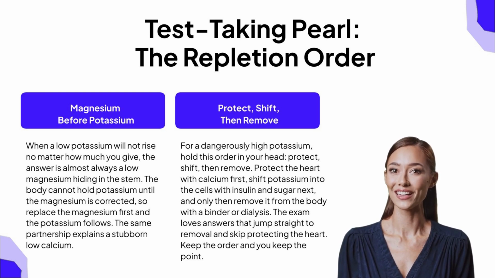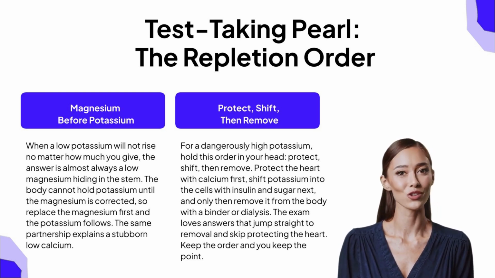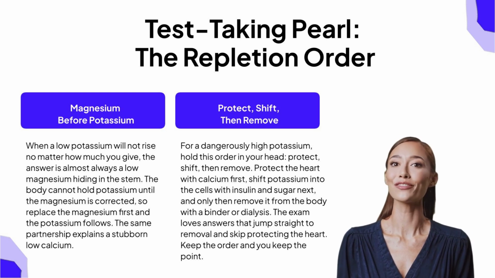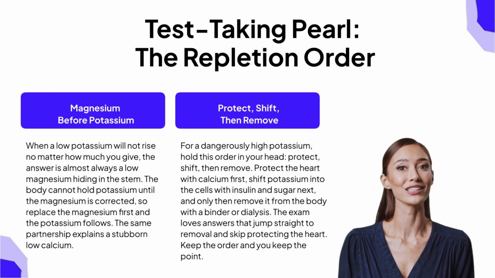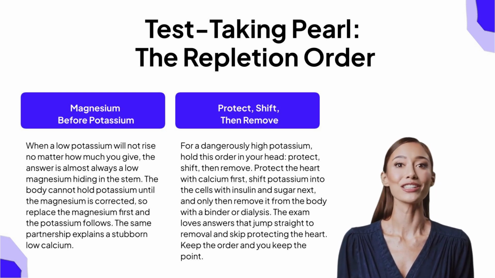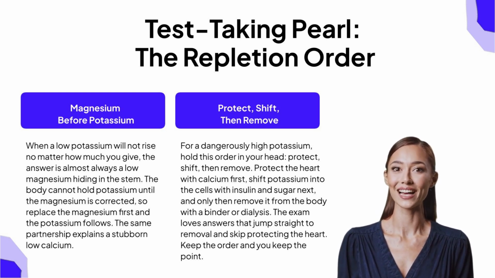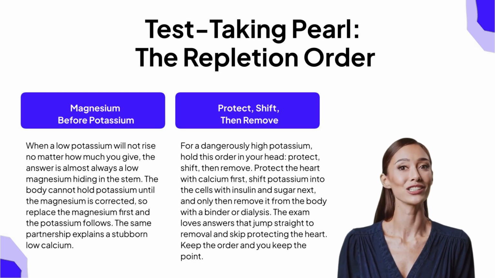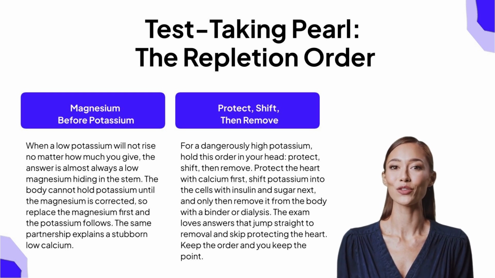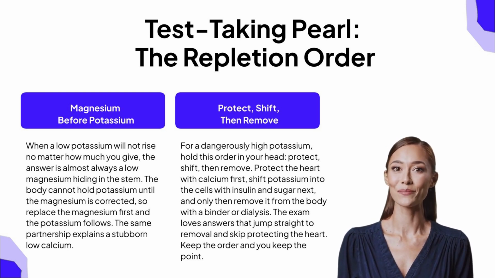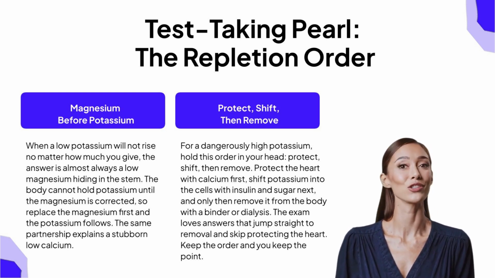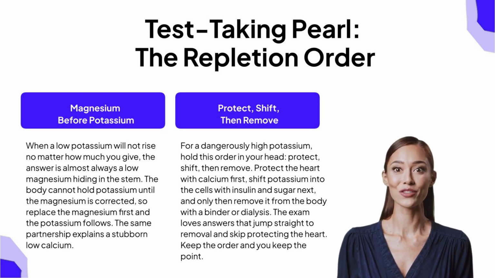Second, for a dangerously high potassium, hold this order in your head. Protect, shift, then remove. You protect the heart with calcium first. You shift potassium into the cells with insulin given alongside sugar next, and only then do you remove it from the body with a binder by mouth or with dialysis. The exam loves to offer an answer that jumps straight to removing the potassium while skipping the step that protects the heart. Keep the order straight and you keep the point. Master these 2 sequences and the electrolyte questions become some of the easiest on the test.